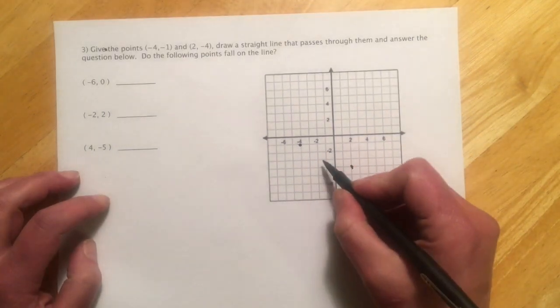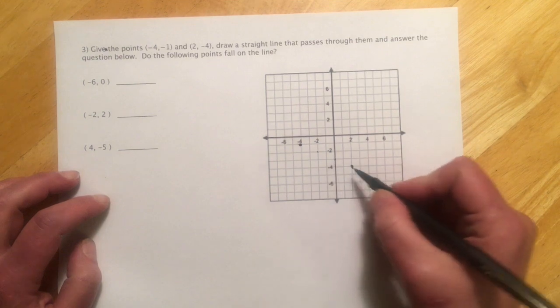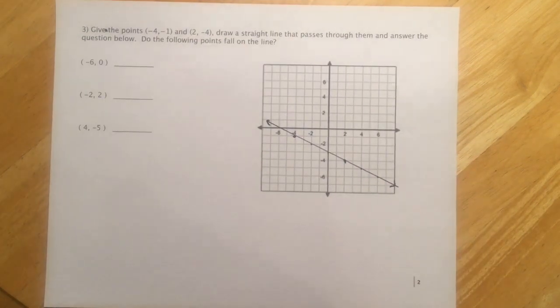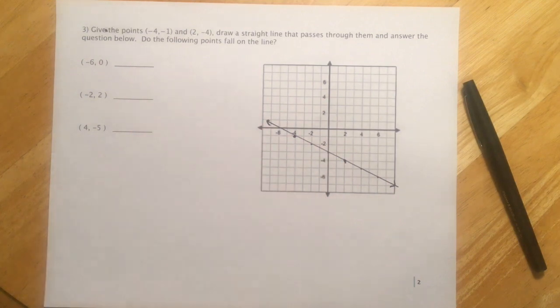And so if I look at it, I can see it looks like it's going over 2, down 1, just to extend my line. These are a little hard to draw. Okay, so I got my line drawn. And then we're going to come back and see if these points fall on this line.